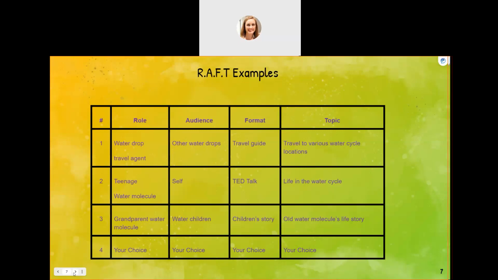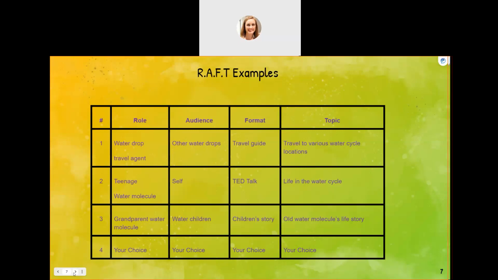If they were to choose option number three, they become a grandparent water molecule and they're talking to water children, and they're going to write a children's story that focuses on old water molecule's life story. So it's like they are passing down a story of their life. In the fourth option, the students actually have lots of flexibility and choice because they choose a role of their choosing. They pick the audience of their choosing. They pick whatever format they're interested in, and they actually choose the topic as long as it's still related to the water cycle. So you can always add that fourth choice for your students and see what they come up with.